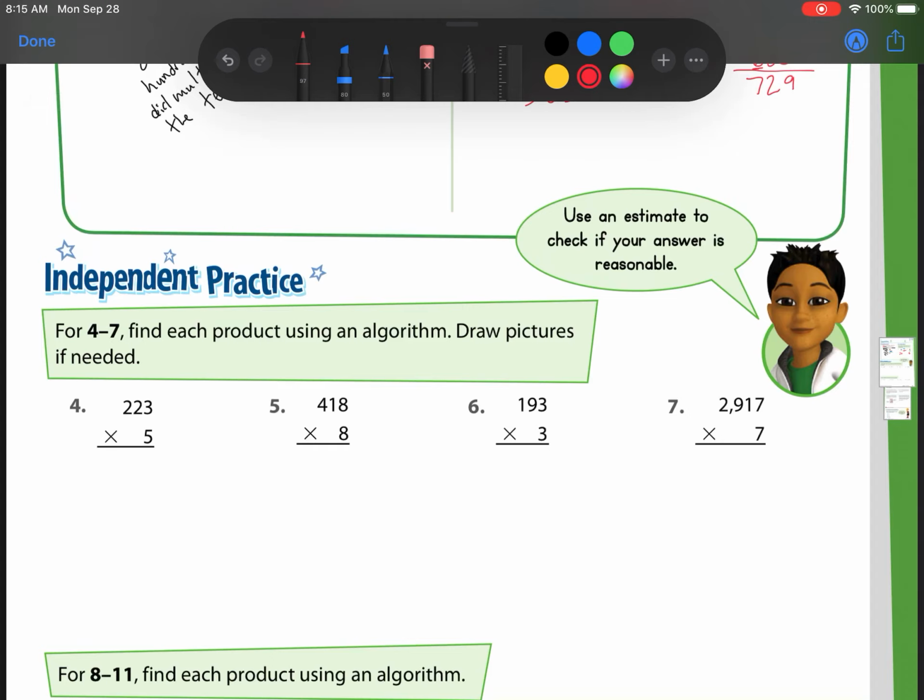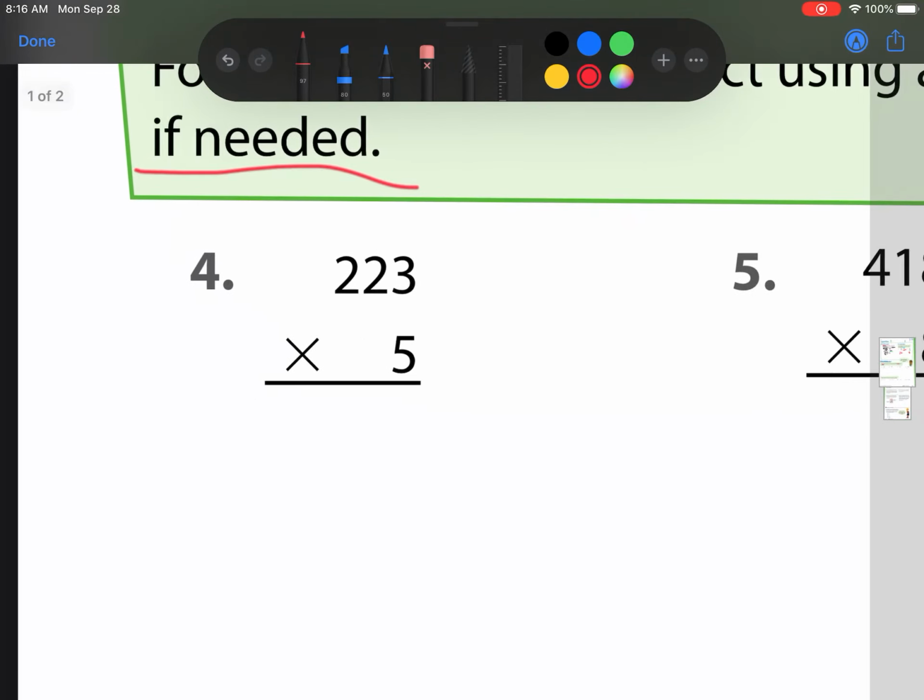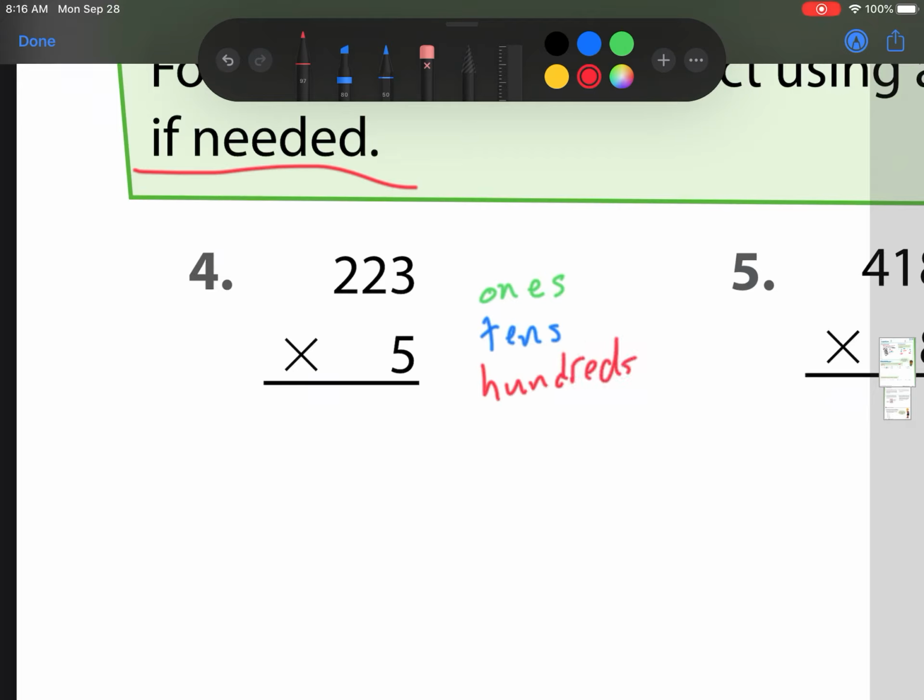It says find each product using an algorithm. Draw pictures if needed. So this is if needed. I'm going to see if I need them for any of them. Same thing as before, my ones, tens, and hundreds. So you can keep track of if I have all of my partial products there. So ones, 5 times 3 is 15. Start in that ones place value. Tens next. So I'm starting in that tens place value.